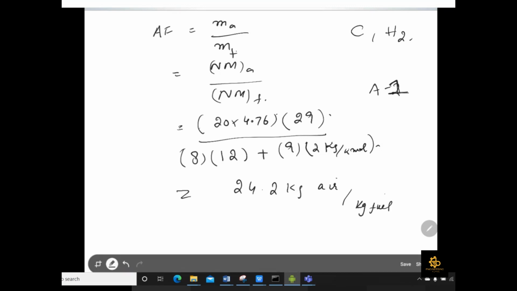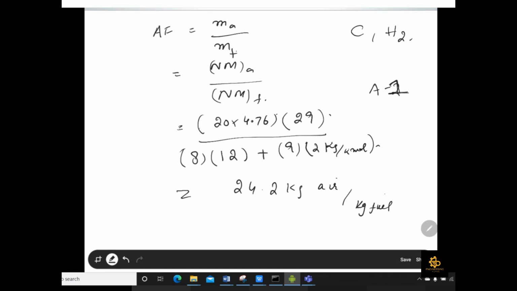So this is the procedure you have to adopt for finding the air fuel ratio. Now the solution is completed. If you have any question, you can ask me. Then go to the next one.